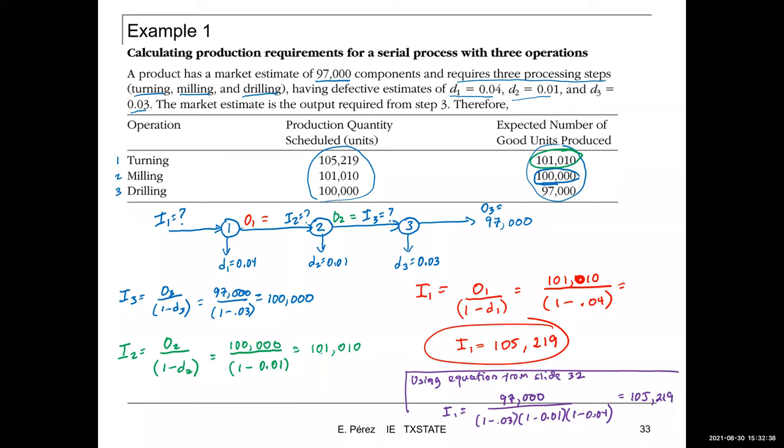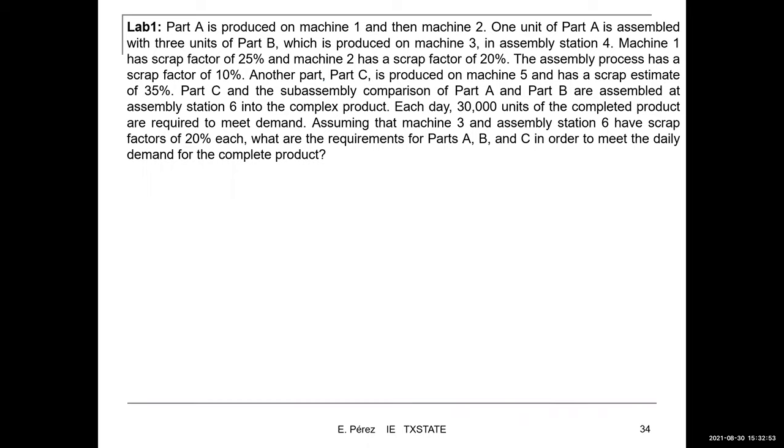So I asked you to review this. I asked you to look at the problem, because today we're going to have our first lab. In this lab, you're going to work by yourself. You're going to try to solve this problem. And I want you to get scared. We're going to discuss the problem in class, but I want you to at least think about it and attempt to solve it by yourself. So let's get started with that.